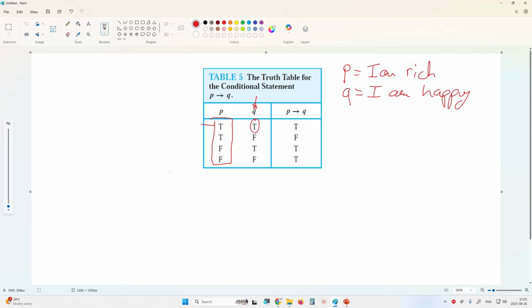Notice here, if Q is true, it's true. Q is false, it's false. Q is true, it's true. But here, Q is false and it's true. That's the only time where it happens here.